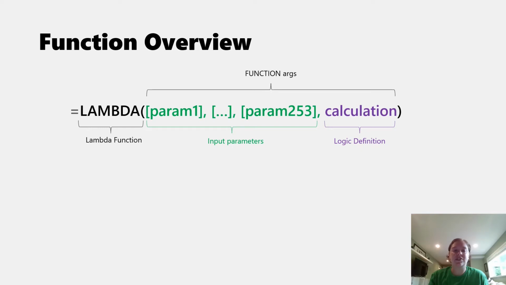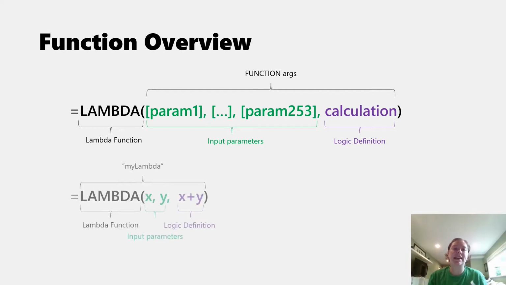So let's look at the function signature of lambda and see if we can break down what it's doing. So here you see, equals LAMBDA. That's just the function name. And then there are two key types of things that we put into it. First are the input parameters. Those are basically the variables that you might want your resulting function to take. And the second is the calculation. This is what it's actually doing, how it's putting those input parameters to use.